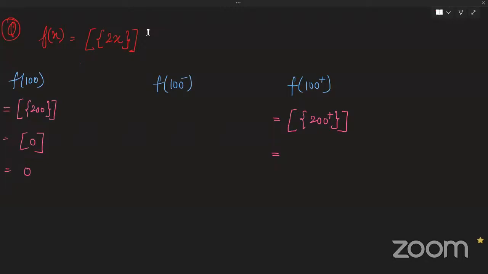How much? Zero point zero zero zero two, sir. Okay, so how much is it equal to in the limiting form? It is 0. Basically a number that is just greater than 0. Okay.